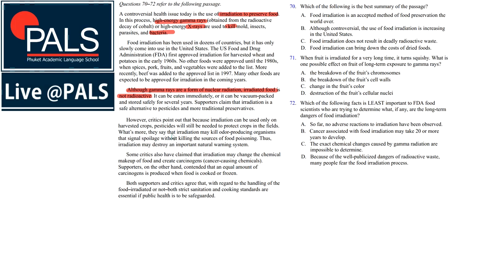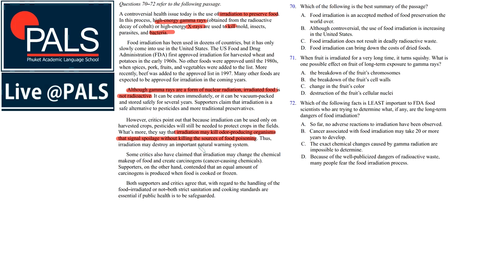What's more, they say that irradiation may kill odor-producing organisms that signal spoilage without killing the source of food poisoning. So that is probably something important here as well. Critics say that irradiation may kill odor-producing organisms that signal spoilage of the food without killing the source of the food poisoning. Thus, irradiation may destroy an important natural warning system.